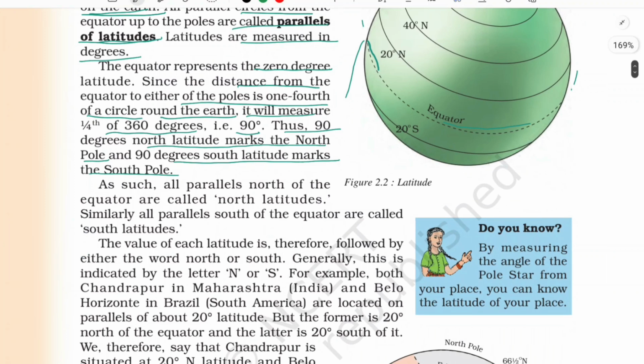So as such, all parallels north of the equator are called north latitudes. Similarly, all parallels south of the equator are called south latitudes. So this line you will see, which lies in the northern part, will be known as north latitudes, and which lies in the southern part will be known as south latitudes. I hope it is clear.